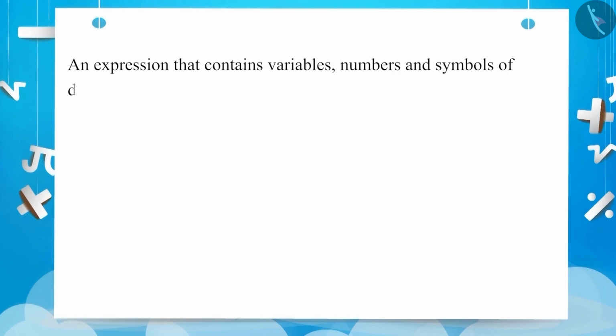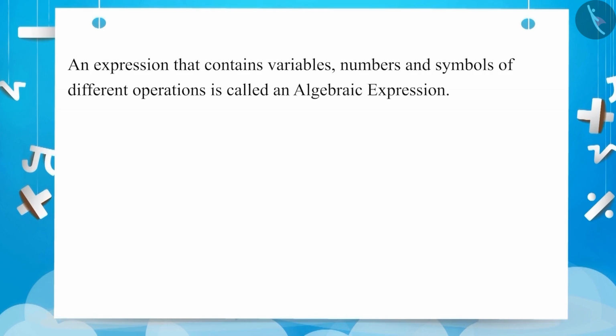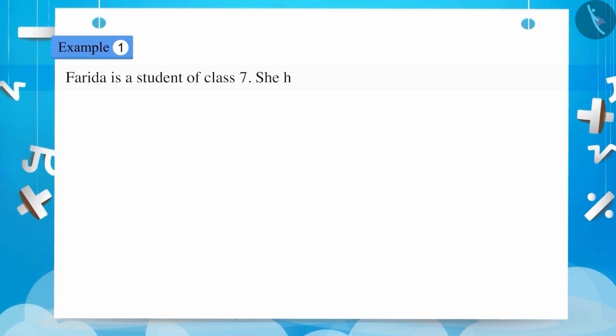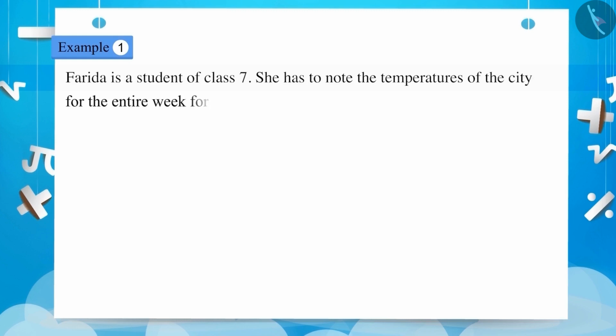Children, in our previous class, we learned that an expression which contains variables, numbers and symbols of different operations is called an algebraic expression. Now, let's understand it with the help of an example. Farida is a student of class 7. She has to note the temperatures of the city for the entire week for her science project. She prepared the following table.